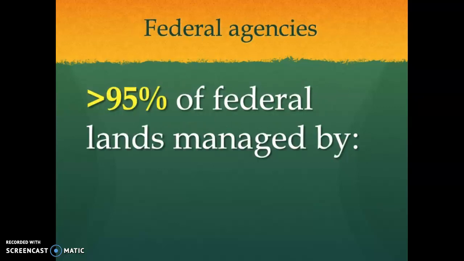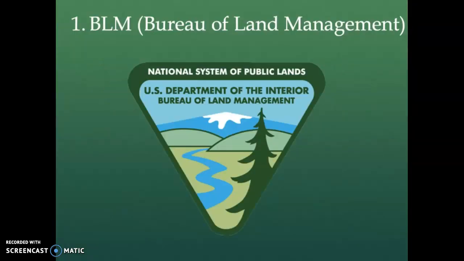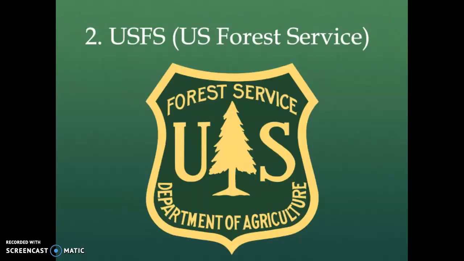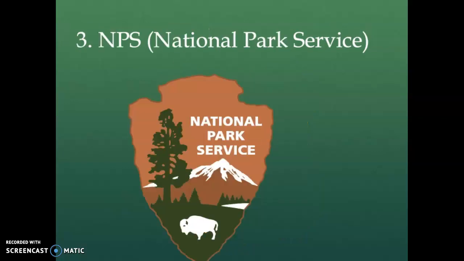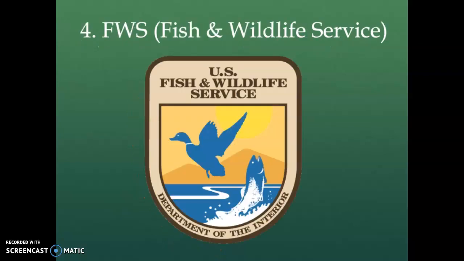Most of our federal lands are managed by these few agencies, just to bring them up. The Bureau of Land Management, also known as the BLM, the United States Forest Service, or USFS, the National Park Service, and the Fish and Wildlife Service. So these are the organizations that are going to govern all of this land that we were talking about. That's found in parks, forests, wildlife refuges, wilderness areas, and such.